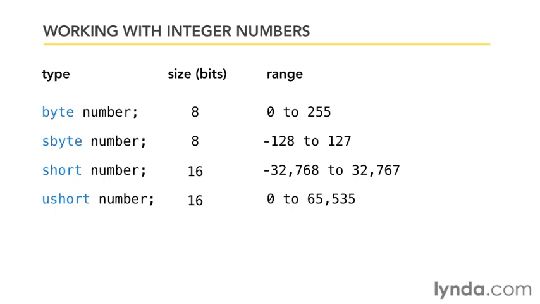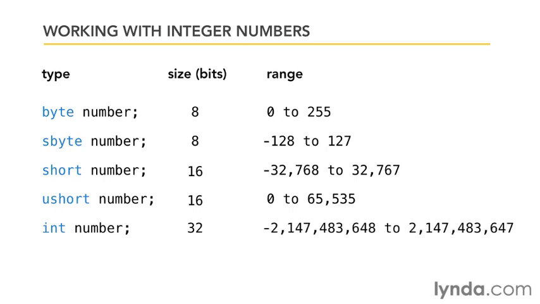It's also 16 bits, and it can hold a number from 0 to 65,535. The next step up from there is, of course, the int, which is what you've been seeing me use all this time. It's 32 bits, and it can hold from negative 2.1 billion to 2.1 billion. And there is, of course, an unsigned version of it, which is uint for unsigned integer. It's also 32 bits, and since it's unsigned, it can hold from 0 up to about 4.3 billion.